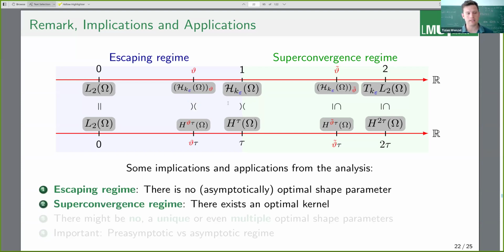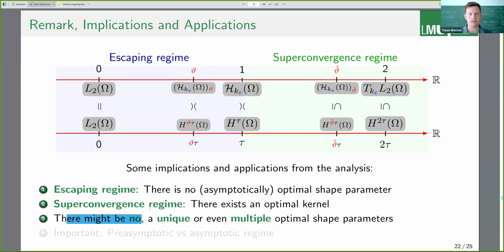And what more we have is that on the right-hand side, in the superconvergence regime, we can show that there always exists an optimal kernel. However, this optimal kernel does not need to be found with help of a single shape parameter. This is the statement here. So there might not be an optimal shape parameter, but it could also happen that there is a unique shape parameter, or we can also build examples where we even see multiple optimal shape parameters. And as we saw before, it's important to distinguish between some asymptotic regime and some pre-asymptotic regime.